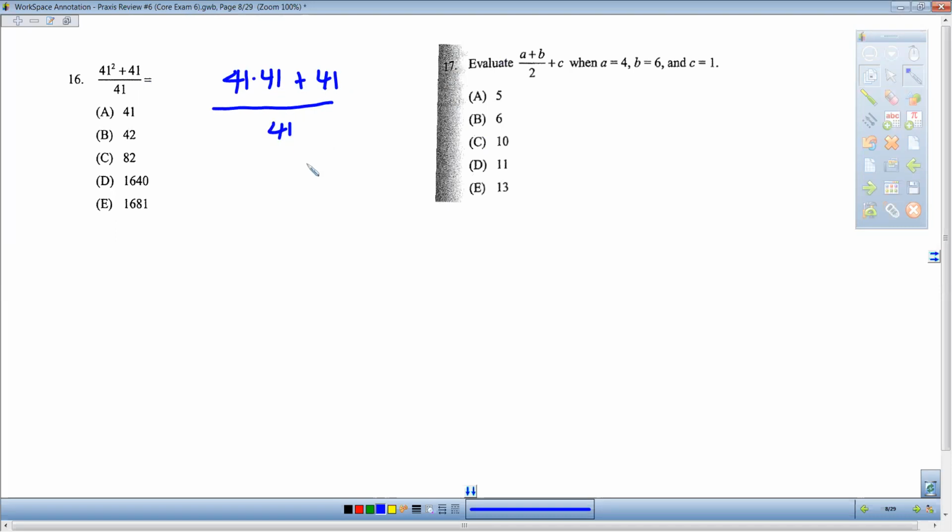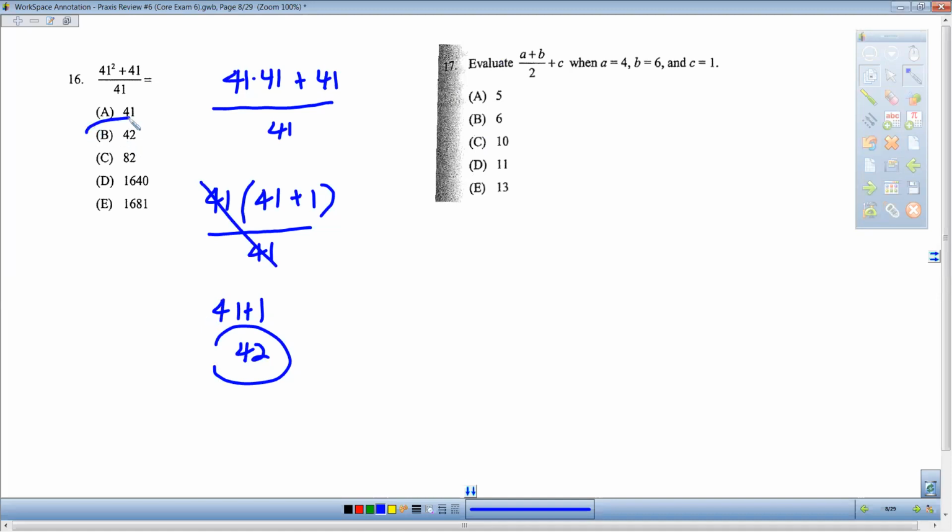So you could look at factoring out a 41 in common. Well, that's going to be factored out in common. You're going to be left with a 41 here plus 1, all divided by 41. Well, now the 41s will divide out, and you're left with 41 plus 1, or 42. So B is your answer.